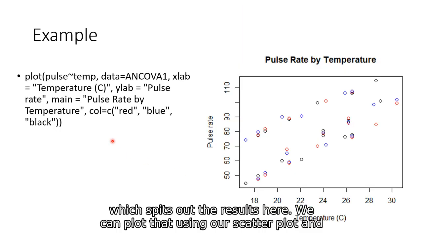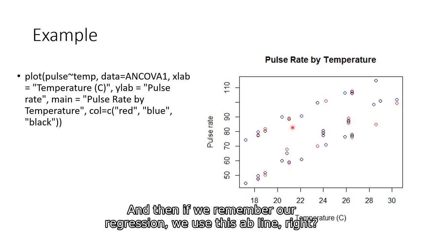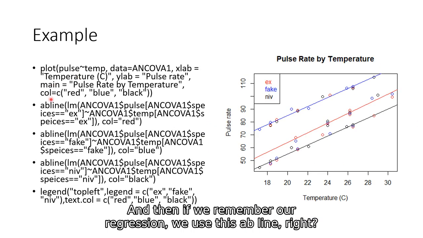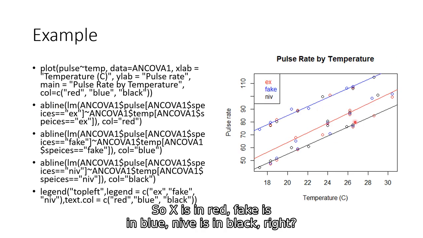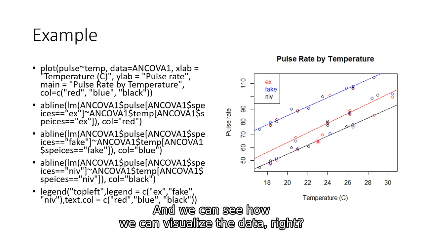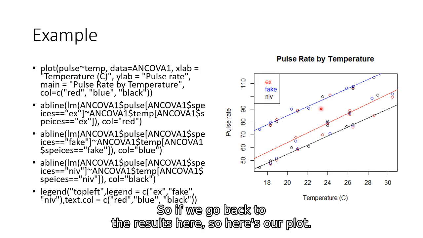We can plot that using our scatter plot, and then if we remember our regression, we use this abline, right? And we can look at the regression line for each of the three species. So X is in red, fake is in blue, Niv is in black, right? And we can see how we can visualize the data, right?